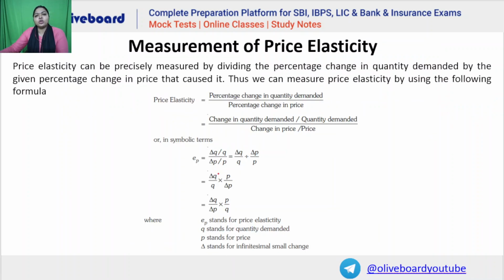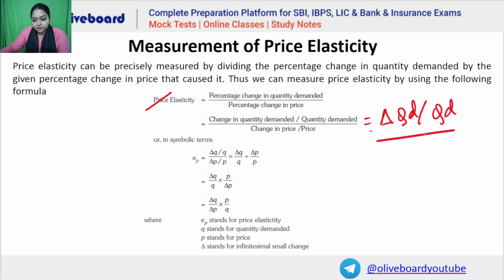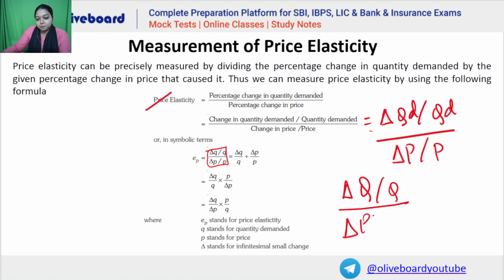Okay. Now, how do you measure price elasticity? We need a formula. This formula we know: percentage change in quantity demanded by percentage change in price, right? So let us explain and derive this formula. Change in quantity demanded by quantity demanded, divided by change in price divided by the price. That is what they have put here. So, delta Q by Q by delta P by P.